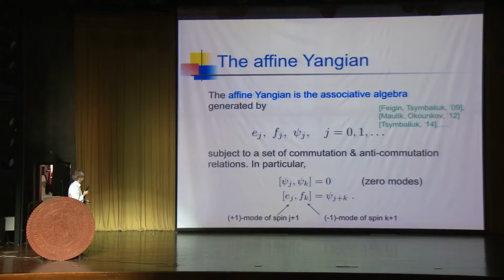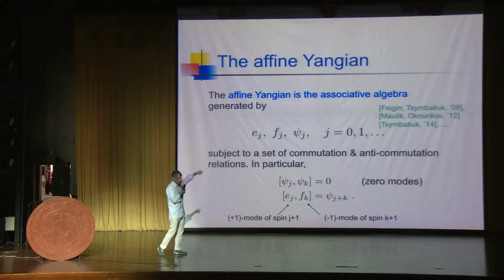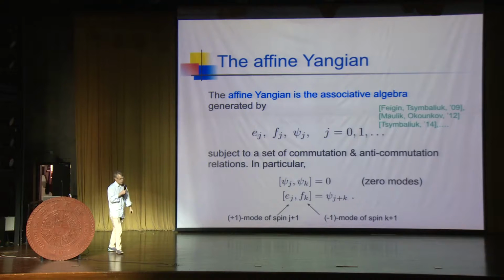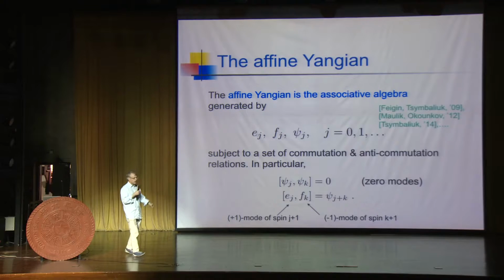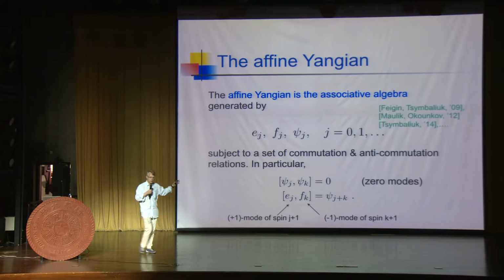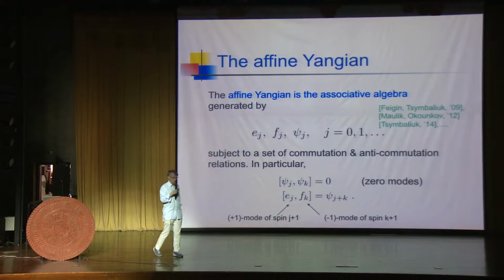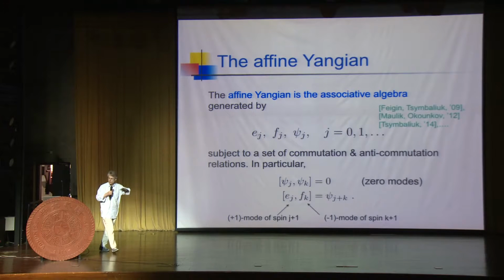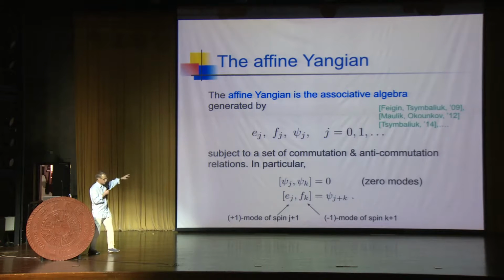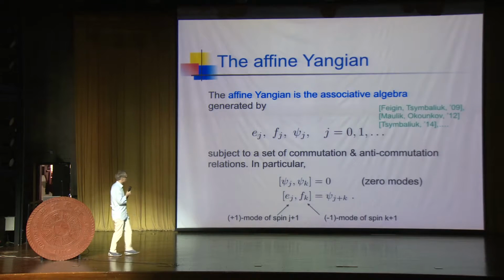So the affine Yangian, these Yangian algebras tend to have different ways of being characterized. The version with which we've been working is one in which you think of it as an associative algebra generated by the generators e_j, f_j, and psi_j, where j runs from 0, 1 up to infinity. And then you have to give a long list of commutation and anti-commutation relations. The algebra is simply the associative algebra generated by these generators modulo all of the relations I'm about to write down. I'm going to give you the relations piece by piece. Eventually I will have written down all of them, but I don't want to write them down in one go because that would be somewhat overwhelming.